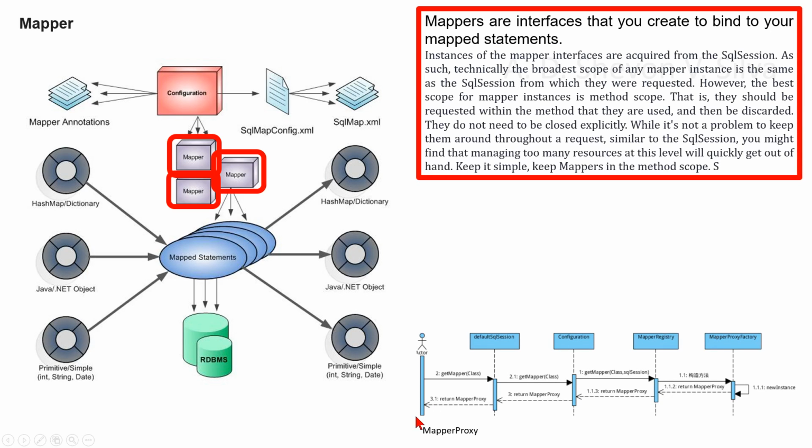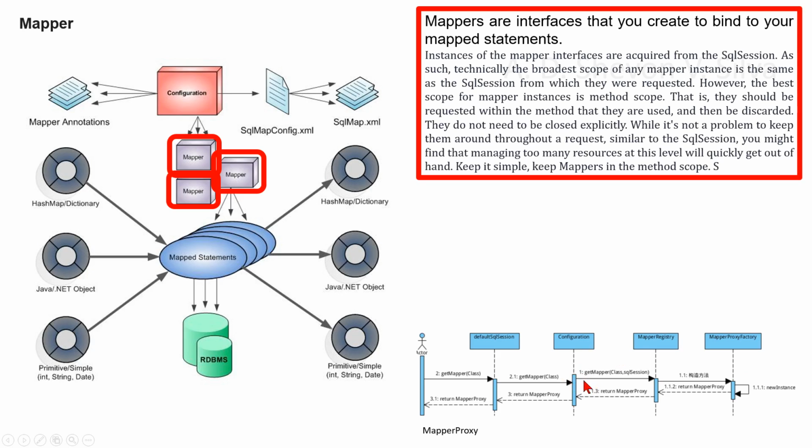Here you can see the mapper proxy. In MyBatis, our DAO is dynamically proxied through the mapper proxy. That is to say, when we execute a method in the DAO written by ourselves, the corresponding mapper proxy is actually acting as the proxy. Here you can see the default SQL session, actor, configuration, mapper registry, and mapper proxy factory.